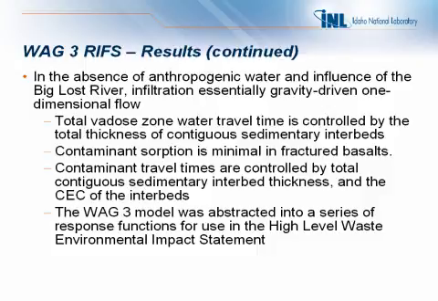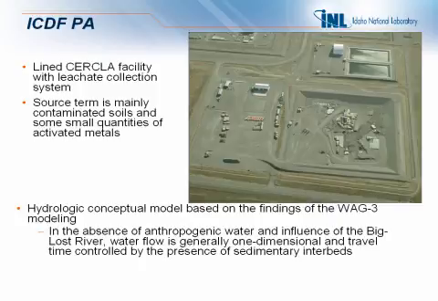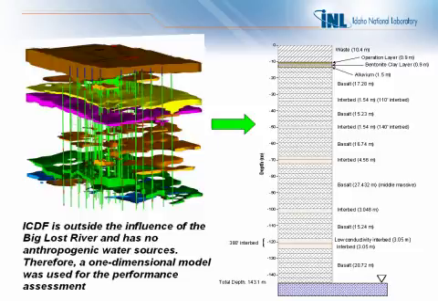Here's the ICDF. It's a lined facility with a leachate collection system. Basically the waste is dirt, and it is watered down. The leachate is collected and put to these evaporation ponds. And our hydrologic model for the ICDF PA was based on the WAG-3 modeling. So essentially we take this geostatistical model, because it's outside the influence of the Big Lost River and the perched water, and we've reduced it to a 1D column.